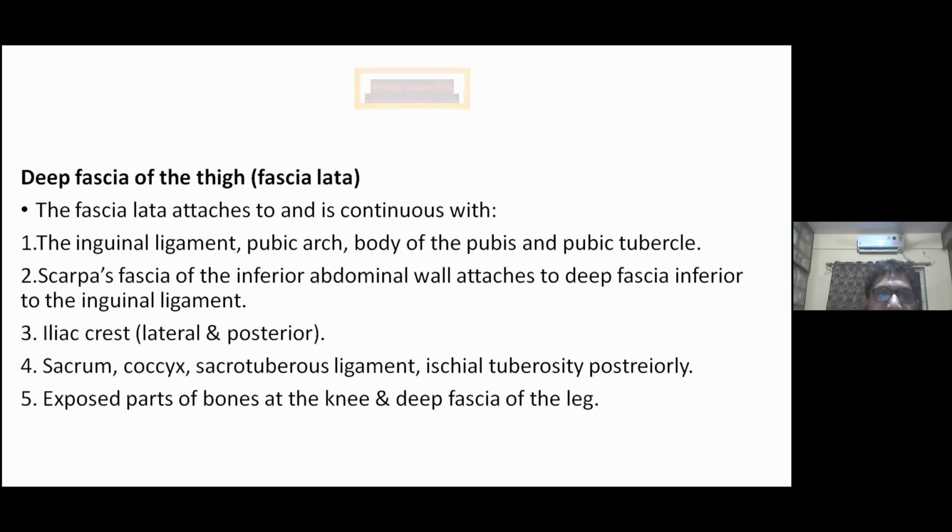Deep fascia of the thigh is also known as fascia lata, which attaches to and is continuous with the inguinal ligament, pubic arch, body of the pubis, and pubic tubercle. It also attaches with Scarpa's fascia of the inferior abdominal wall, which attaches to deep fascia inferior to the inguinal ligament. It also attaches to the iliac crest laterally and posteriorly. These also have attachment with sacrum, coccyx, sacrotuberous ligament, and ischial tuberosity posteriorly, and also give attachment to exposed parts of bones at the knee and deep fascia of the leg.